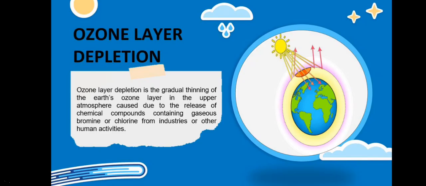To continue, let us now discuss what ozone layer depletion is. This is the gradual thinning of the Earth's ozone layer due to the release of chemical compounds containing gaseous bromine and chlorine from industries or other human activities.